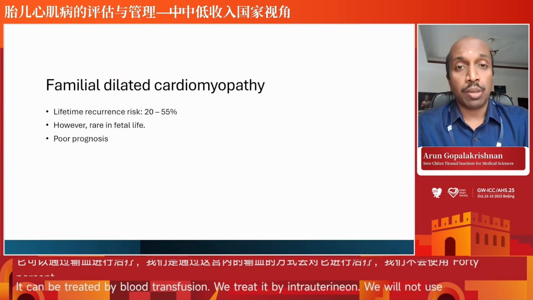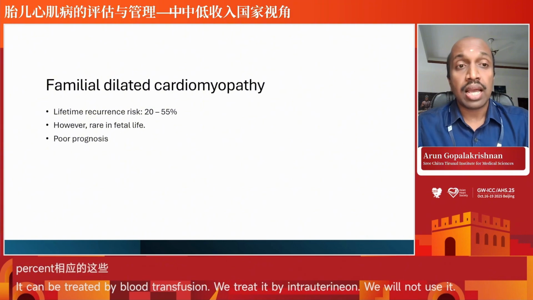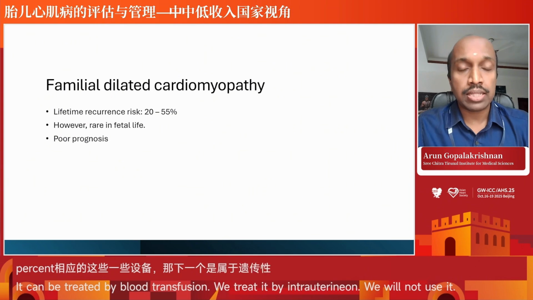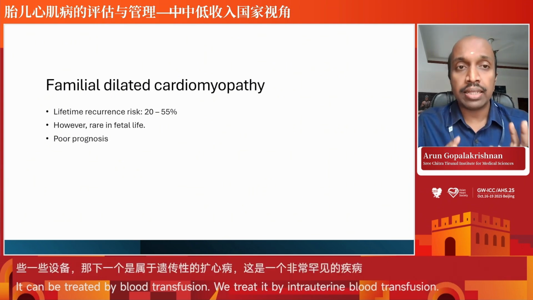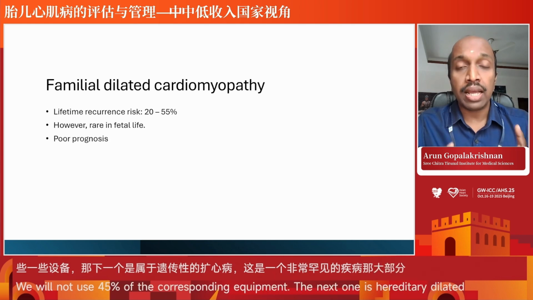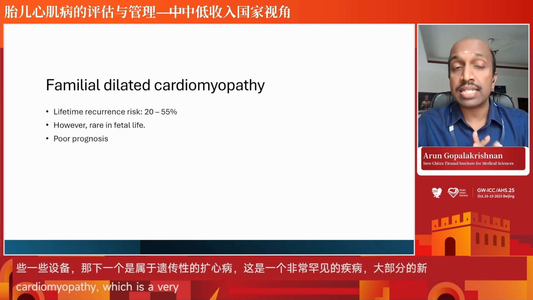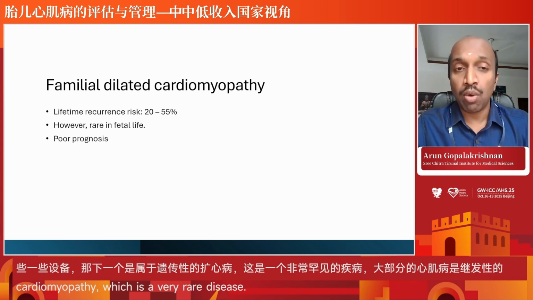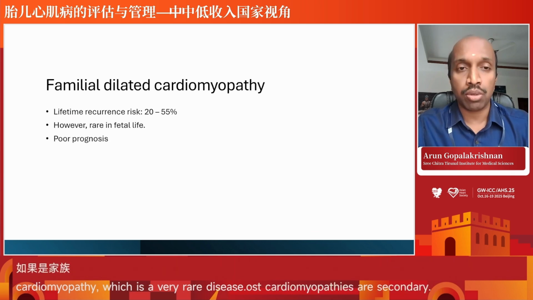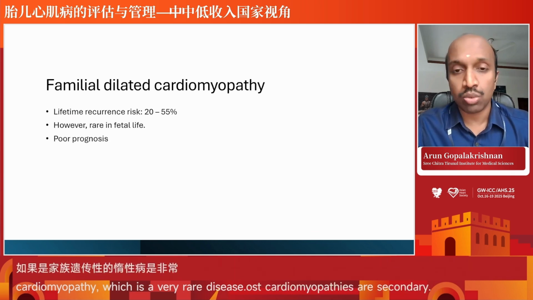Familial dilated cardiomyopathy is an extremely rare condition. So when we talk about fetal cardiomyopathies, most of them are secondary cardiomyopathies. Familial inherited dilated cardiomyopathy is extremely uncommon in fetal life. However, if it occurs, it has a poor prognosis, and the recurrence rate is also quite high.